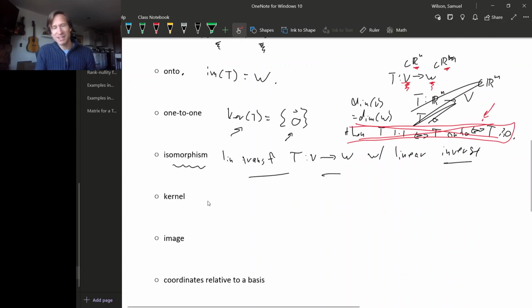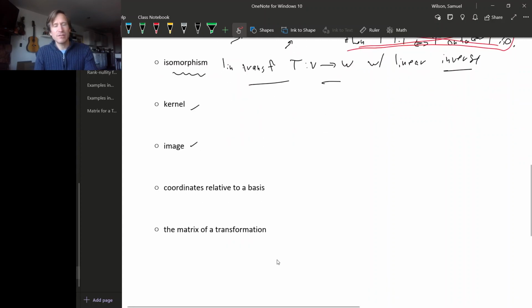All right, so we can define the kernel, we can define the image. They are still subspaces, right? The arguments that we use to prove that the kernel and image of a linear transformation are subspaces work exactly the same for general vector spaces as they do for Euclidean vector spaces. And the ideas of the matrix of a transformation and coordinates relative to a basis also work exactly the same for general linear transformations as for subspaces of Euclidean vector spaces.